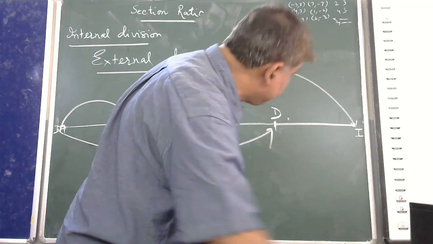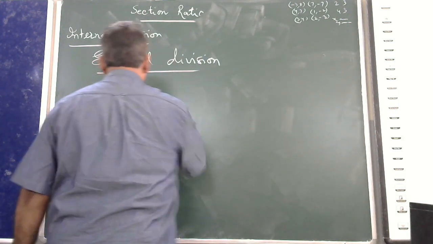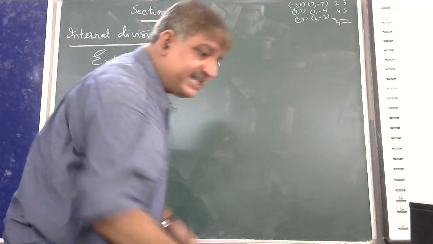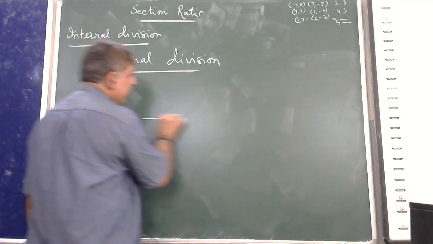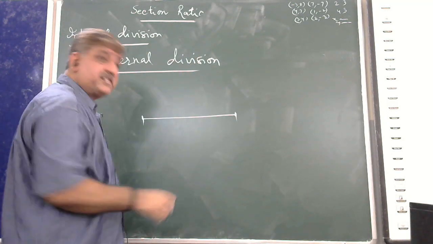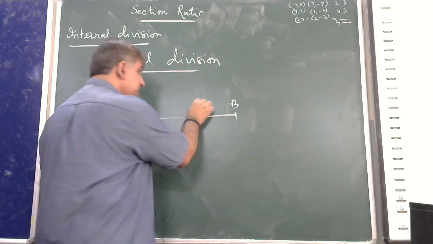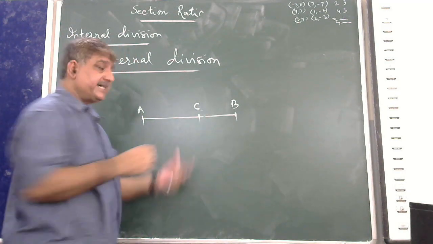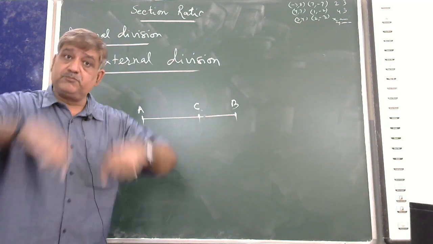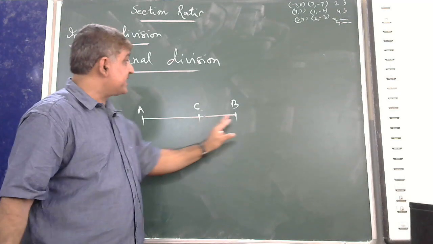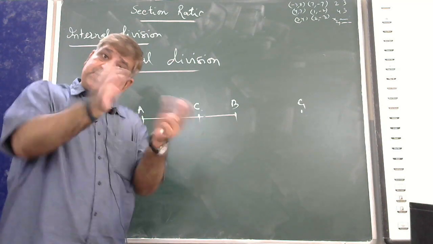Corresponding to each and every internal division, we have an external division provided the internal division is not a midpoint division. Remember, if AB is a length, and suppose a point divides AB in some ratio, say M is to N, then corresponding to this internal division, with this ratio, we will have one more external division, where the point corresponds somewhere at C1 here. And its ratio will be the same.